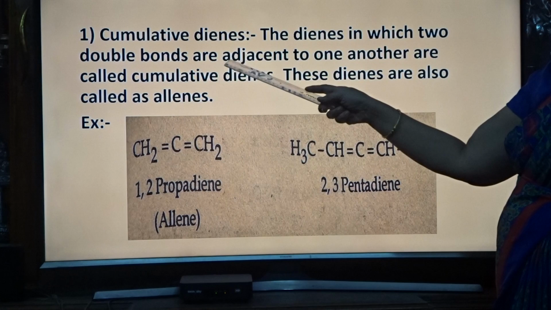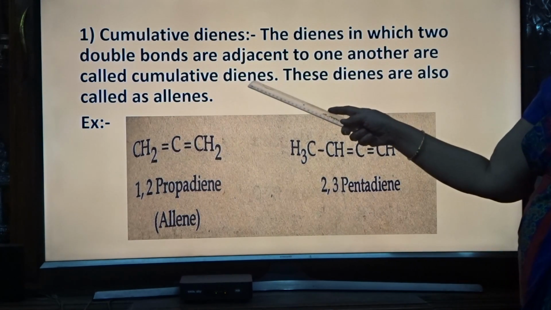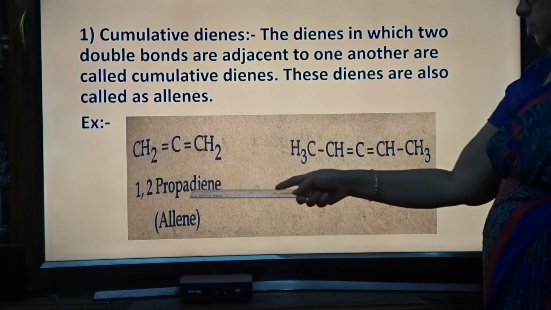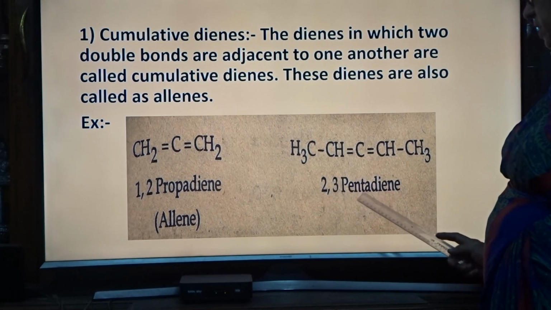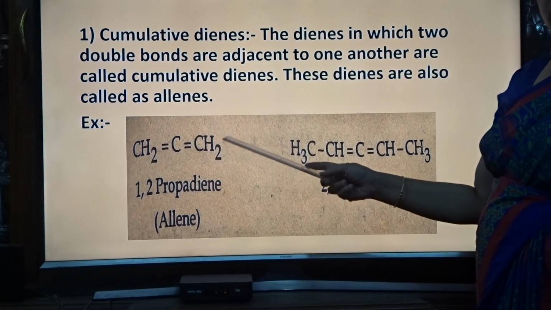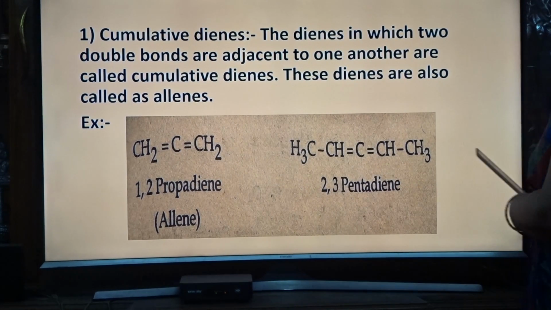The dienes which have double bonds adjacent to one another are called cumulative dienes. These dienes are also known as allenes. Examples are 1,2-propadiene and 2,3-pentadiene. Here the double bonds are adjacent to each other.